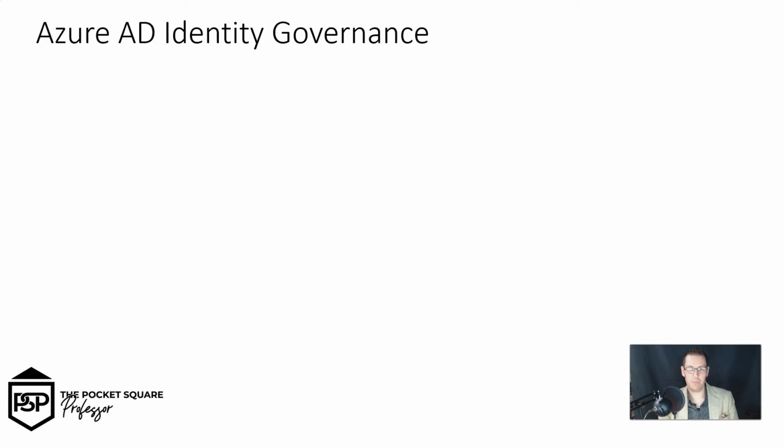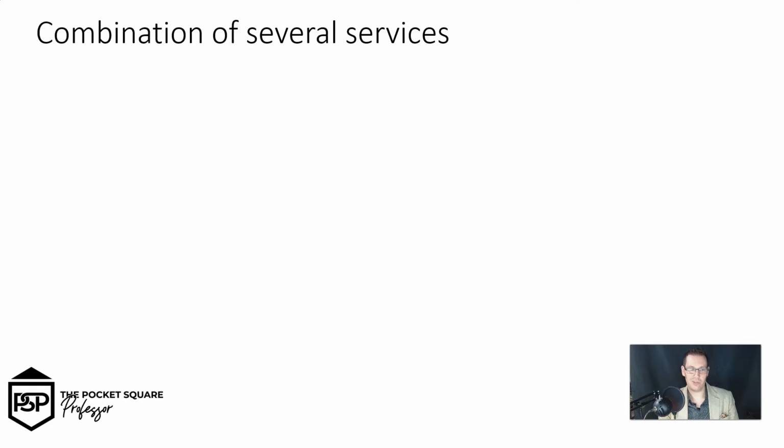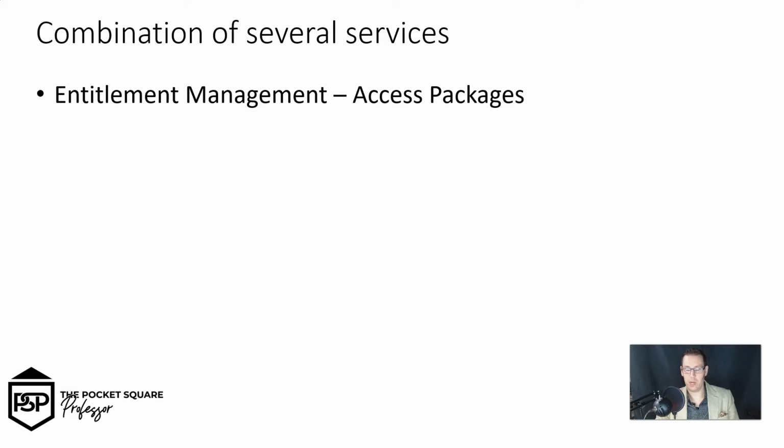But we're going to talk about two. We'll call them useful. I think one is very useful. The other one has its use in certain scenarios. So first of all, let's look at identity governance is a combination of several services. Okay, so first one we have is called entitlement management or access packages. Now these are okay and they're useful in certain circumstances.